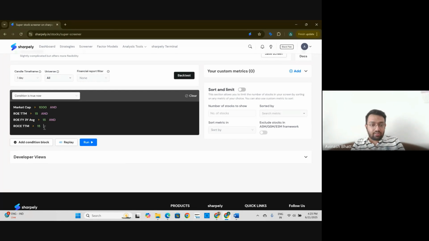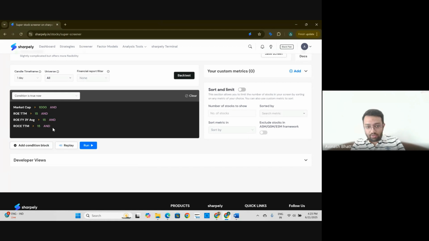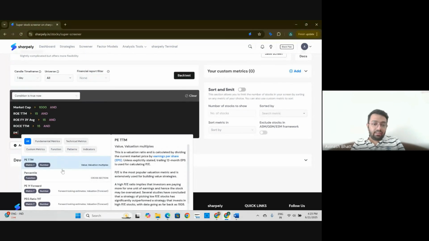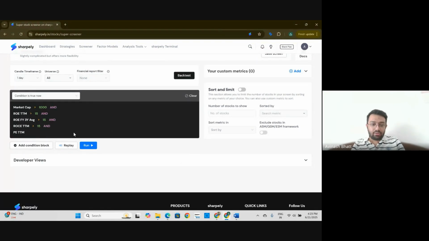And then what we have done till now is, these primarily are the return ratios. So we have focused on the quality part. Right now, we can add a valuation related metric. So let's say PE trailing 12 months. So PE ratio should be less than 40, right? Because we don't want to overpay for the companies that we invest in, right? So PE should be less than 40.